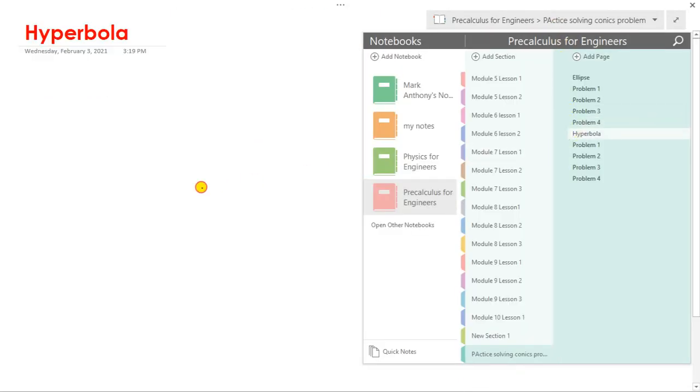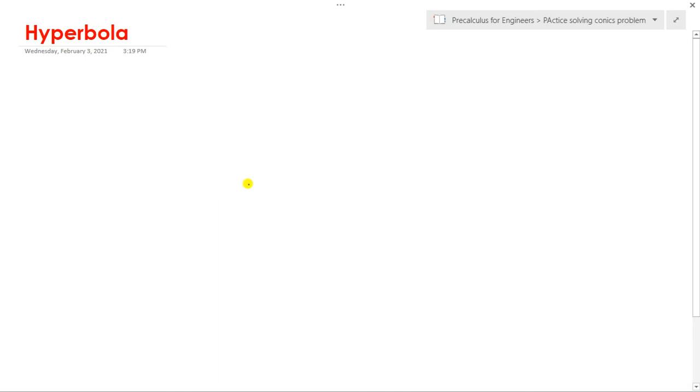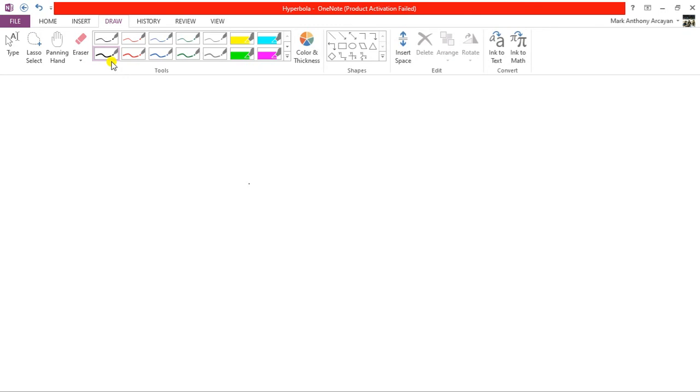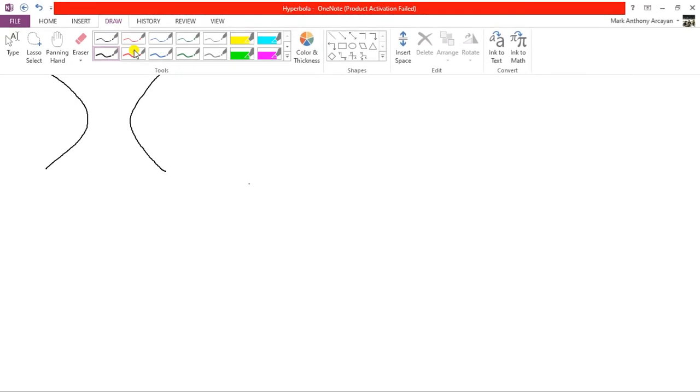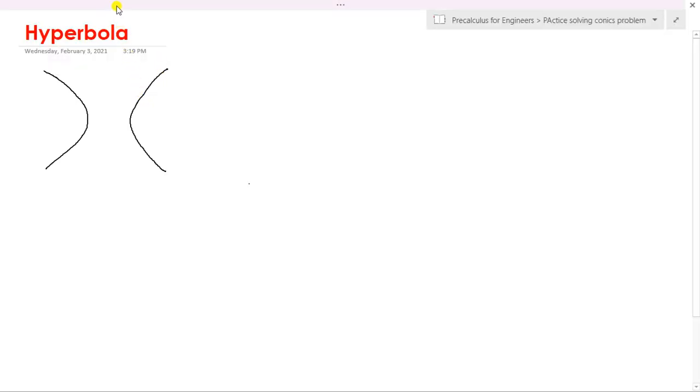Okay, so let's proceed now to hyperbola. Our hyperbola looks like two parabolas facing away from each other. So let's say this is the first part, then the second part. Then, same as the ellipse, it also has two axes. The horizontal axis is what we call the transverse axis. And then the vertical one, which is perpendicular to the transverse axis, is called the conjugate axis.